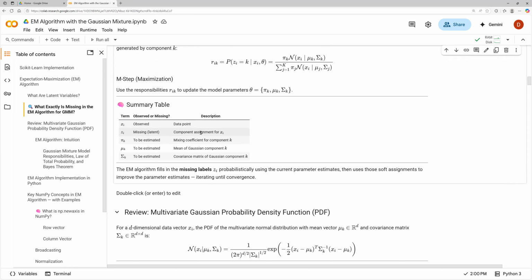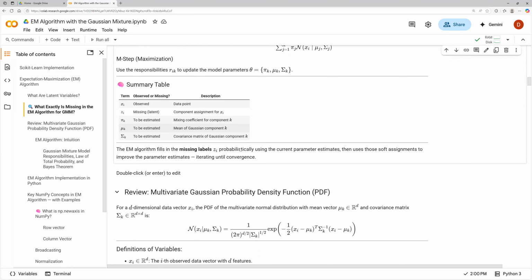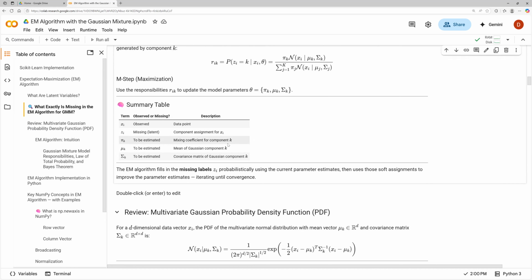In the scikit-learn implementation, we saw that there were 3. Pi k is the mixing coefficient for component k. You could call it a weight. Mu k is to be estimated, the mean of the Gaussian component, and then this covariance matrix K is to be estimated as the covariance matrix of the Gaussian component. So the EM algorithm fills in the missing labels Zi probabilistically using the current parameter estimates, then uses those soft assignments to improve the parameter estimates, iterating until convergence.